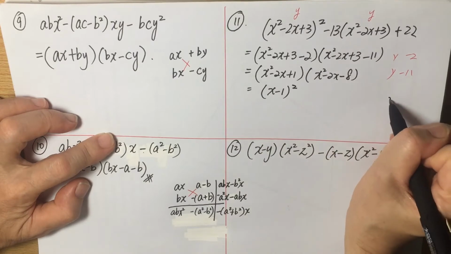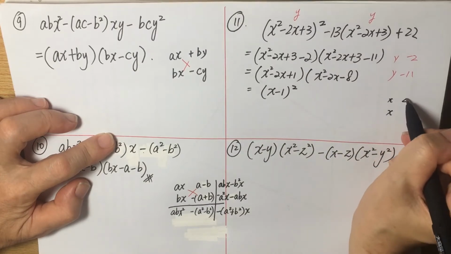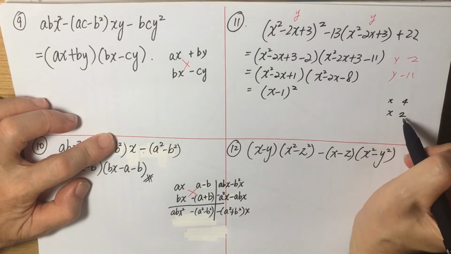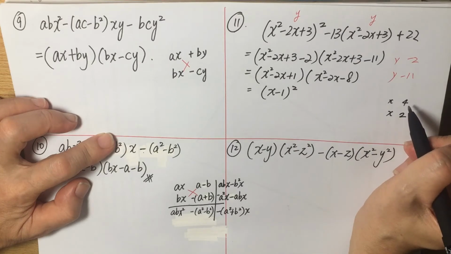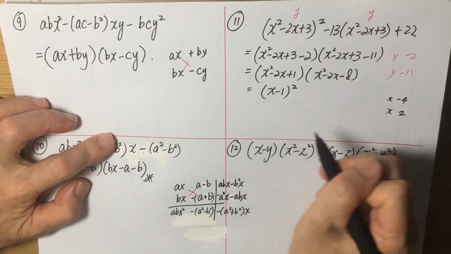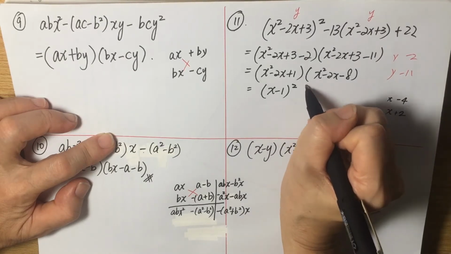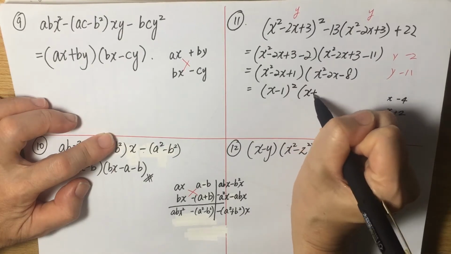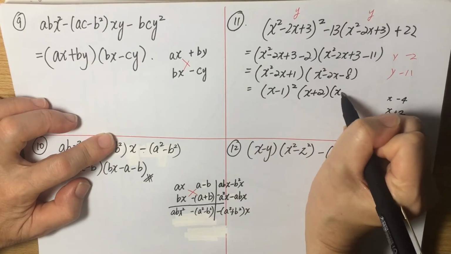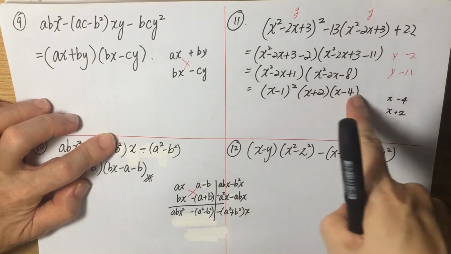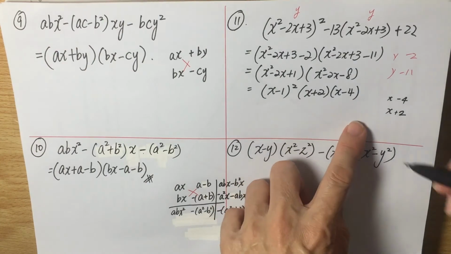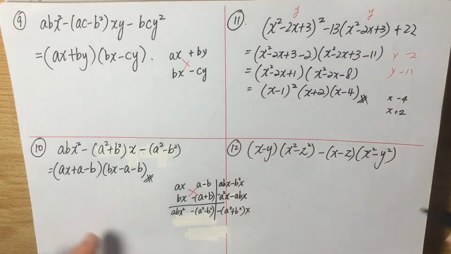And this, if I were to factorize it, 4 times 2 is 8. I want a negative value, so I put a negative 4, a plus 2. So I'm actually getting x plus 2 and x minus 4. So that's all. You cannot simplify and factorize it any further.